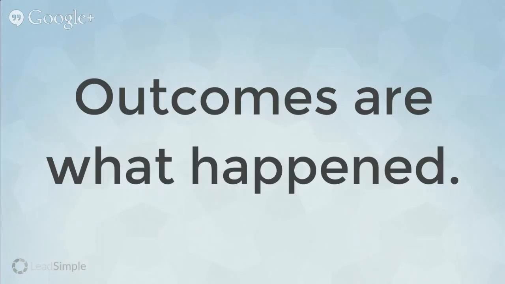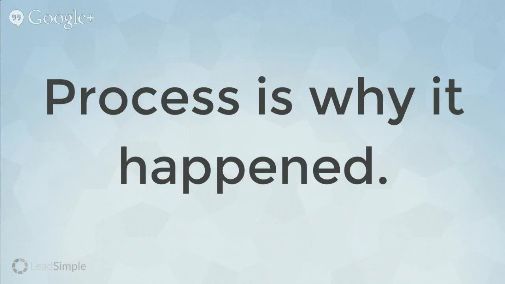Outcomes are what happened. Outcomes are your SLA. Outcomes are your conversion rate. Outcomes are the number of leads generated from marketing source XYZ. Process is why that happened. And I want to focus in on conversion rate just as an example.